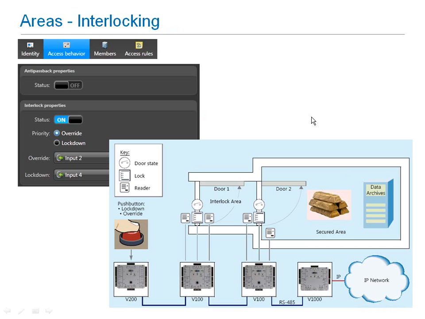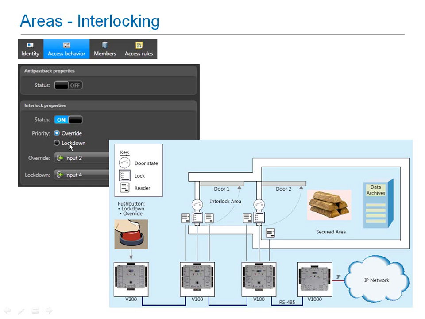Now, interlocks, which are sometimes referred to as man traps, are used on areas to only allow one door to be open at a time. Once one door is open, the other doors in the area are locked. We can also associate inputs to activate the override condition and also do a lockdown as well.